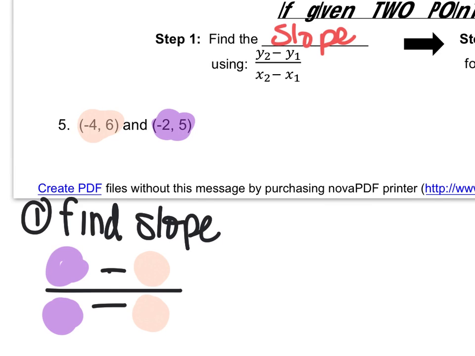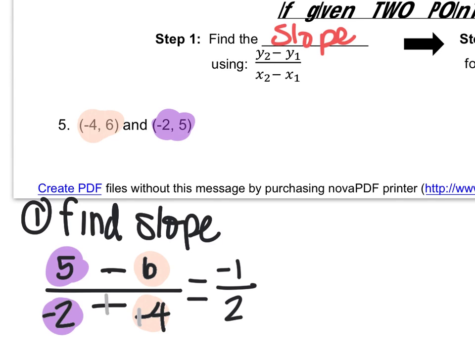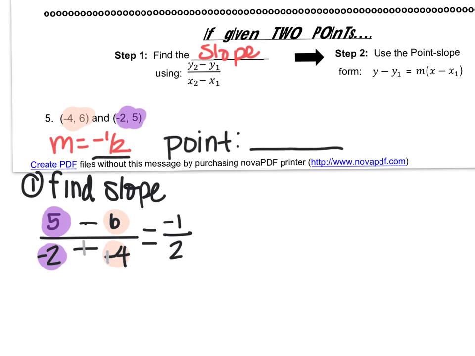Remember that your y's go on top, which means 5 is going to go on top, and -2 is going to go on bottom, and then 6 is going to go on top, and -4 is going to go on bottom. And we can just plug them in the calculator. Well, 5 minus 6 is going to give us -1. -2 minus -4, mathematically, that's the same thing as saying plus a +4, and that's going to give us a +2. So we now know that our slope, in this case, is -1/2. So that's my slope. So we have now successfully completed step 1.